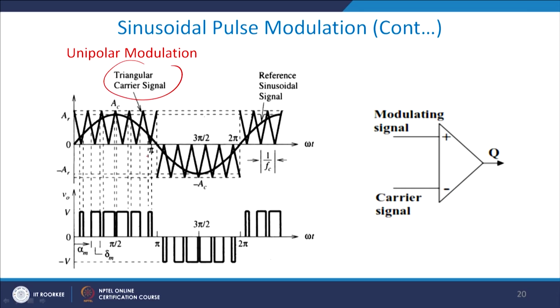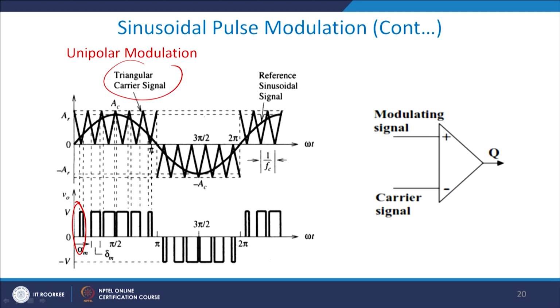So, this is a triangular wave with a frequency as high as 20 times, and you have a sinusoidal waveform. You can see that at the zero crossing the width is less and it will vary like this. If you have this kind of pattern, this is called the unipolar modulation.